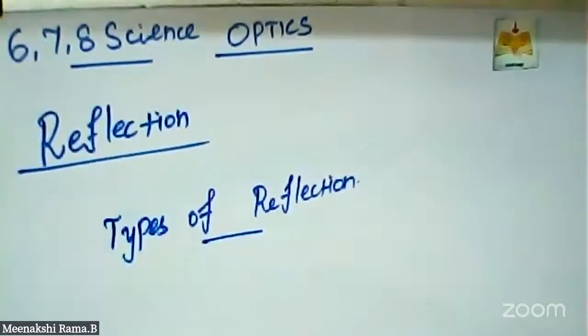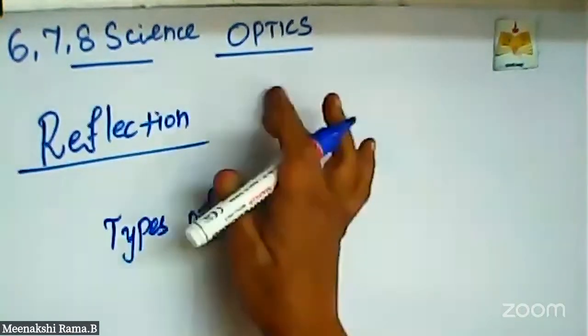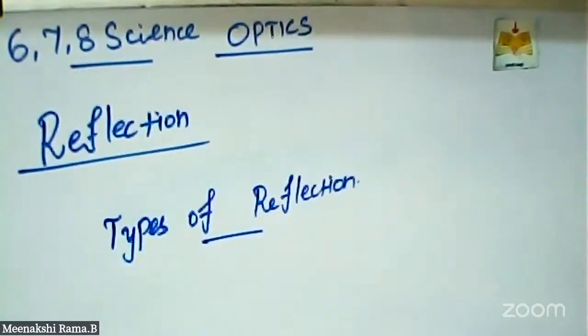Good evening, children. 6, 7, and 8 standard science. Today we are going to learn the topic in optics lesson, reflection. In the last class, we studied the kinds of mirrors and the laws of reflection also.